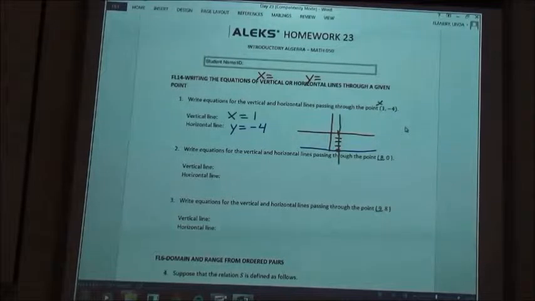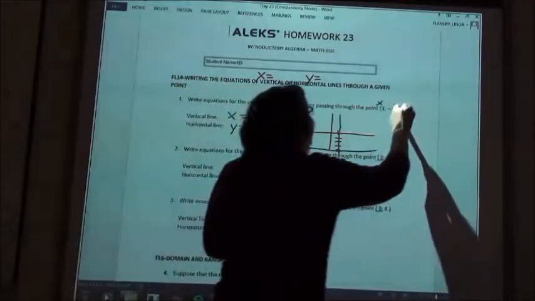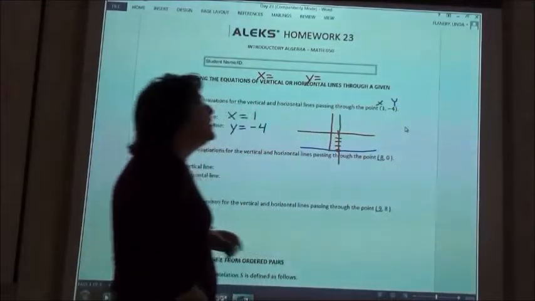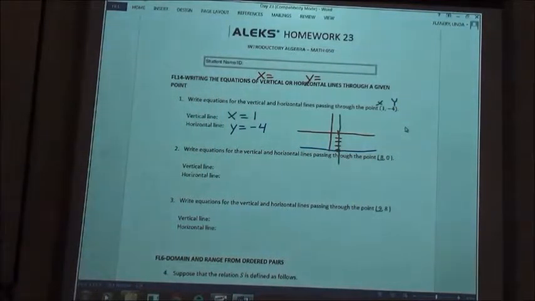So did I really have to draw that to write those equations? No. I can for fun though. All I have to be able to do is look at that ordered pair and know that the first value in my ordered pair is my x value and the second one is my y value.